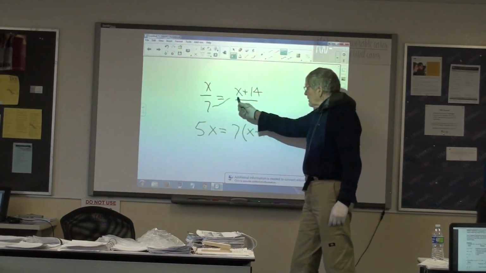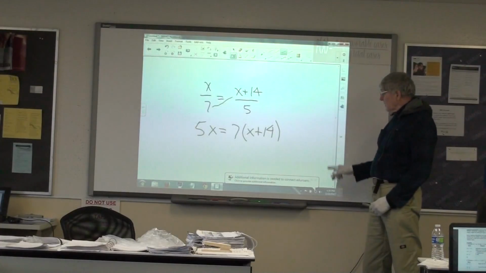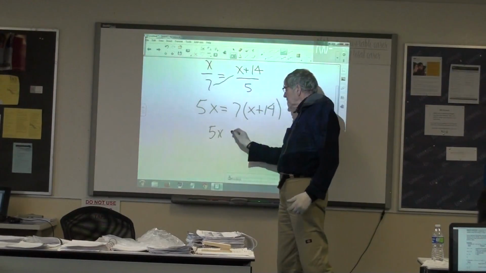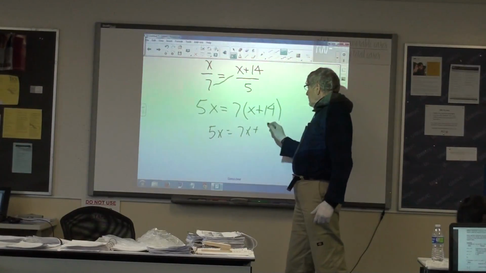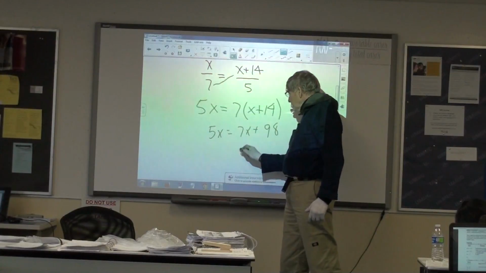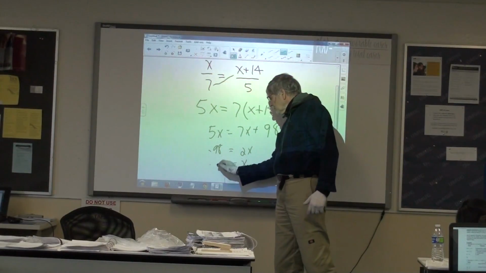That means this 7 multiplies the entirety of that numerator, meaning parentheses, x plus 14. Be sure to catch it all. So now we proceed. 5x equals 7x plus 98, and so 2x is equal to minus 98, and x is equal to minus 49.